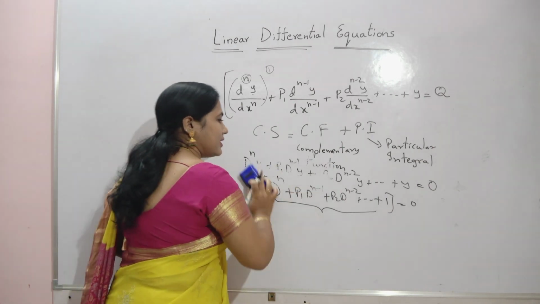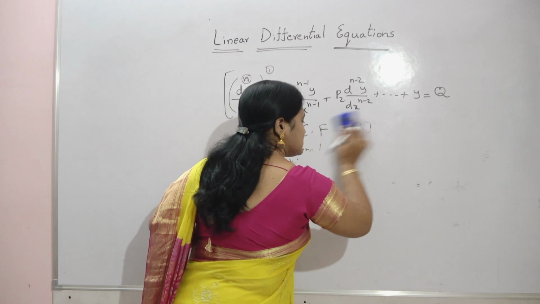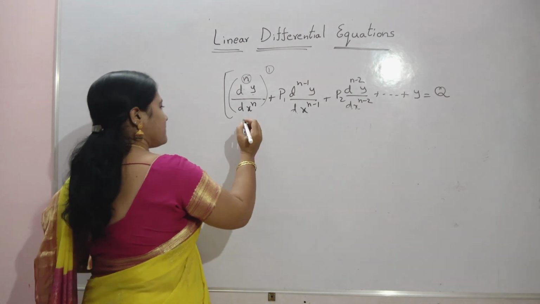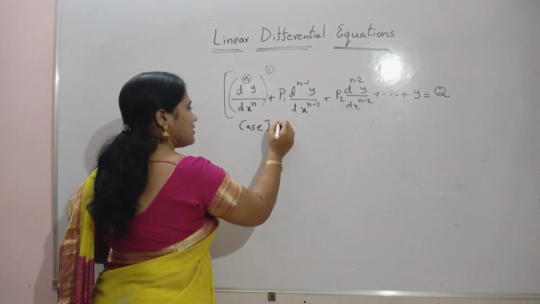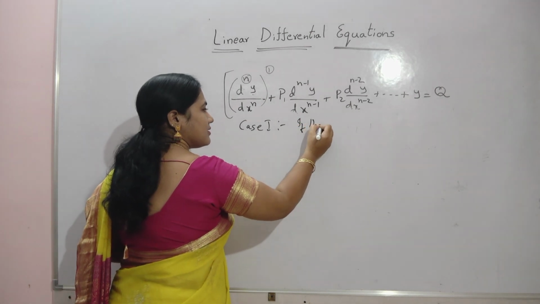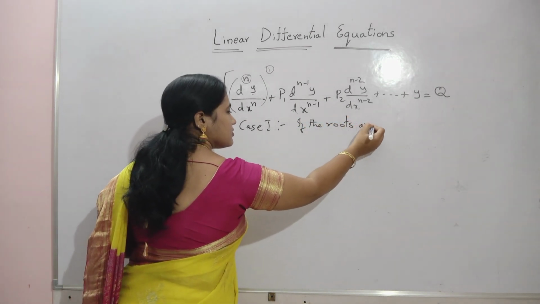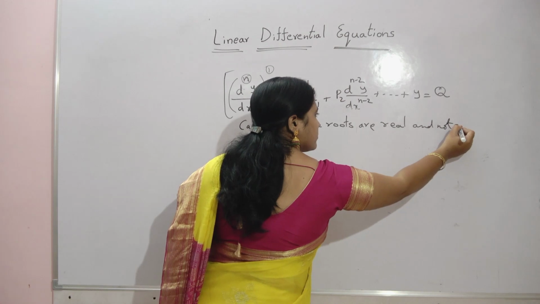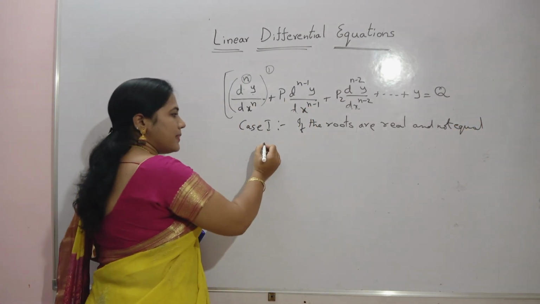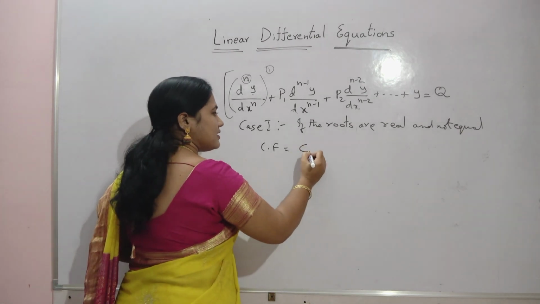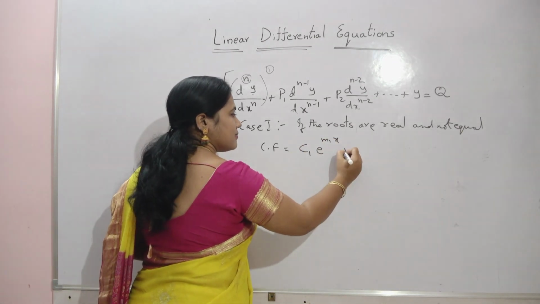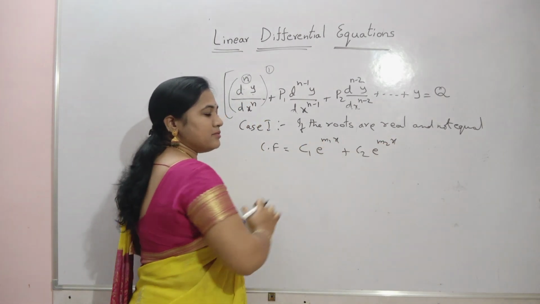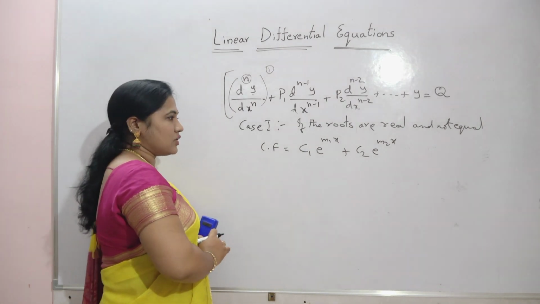So there are some cases. Case 1 is if the roots are real and not equal, then the complementary function is C1 e^(m1 x) plus C2 e^(m2 x), where m1 and m2 are the roots of the auxiliary equation.